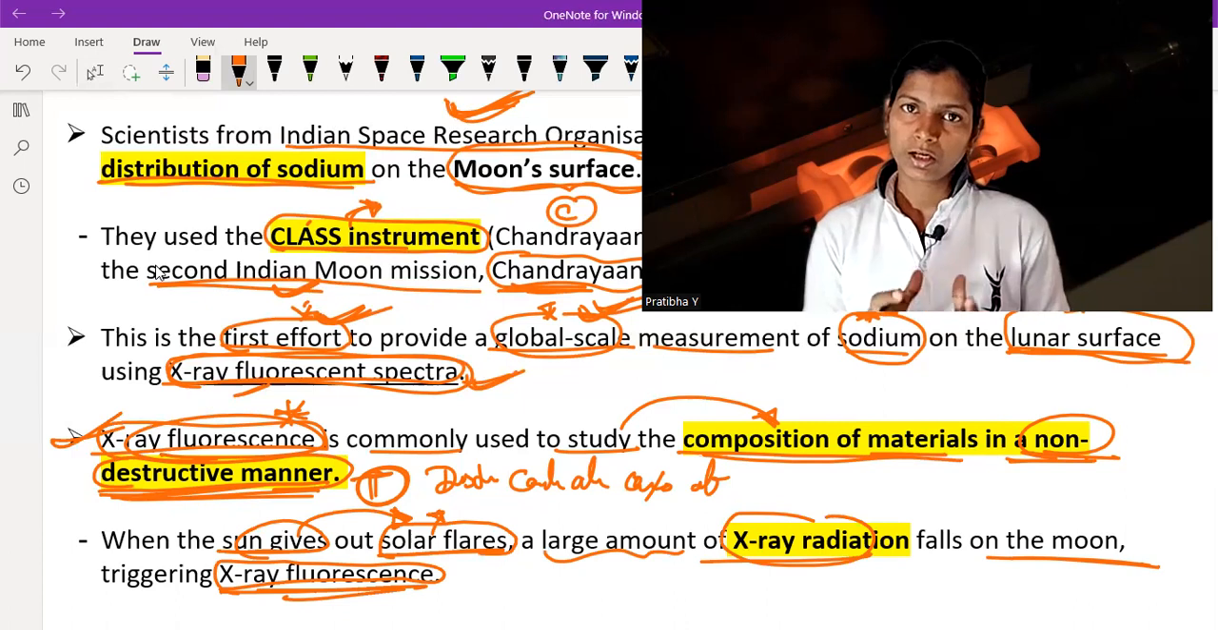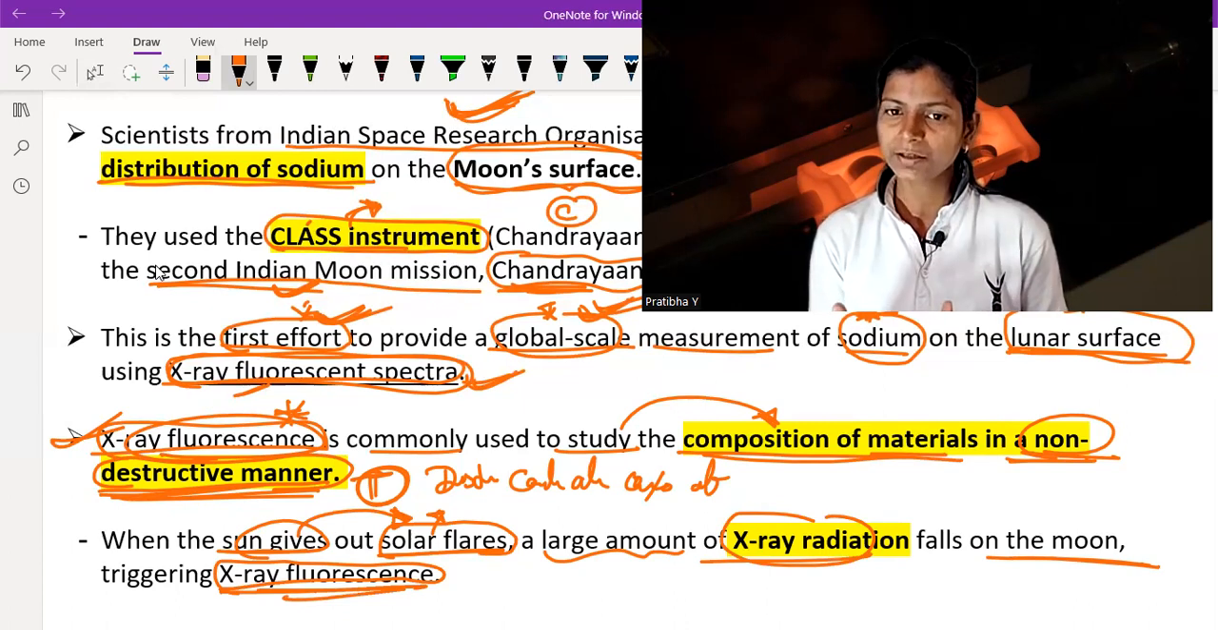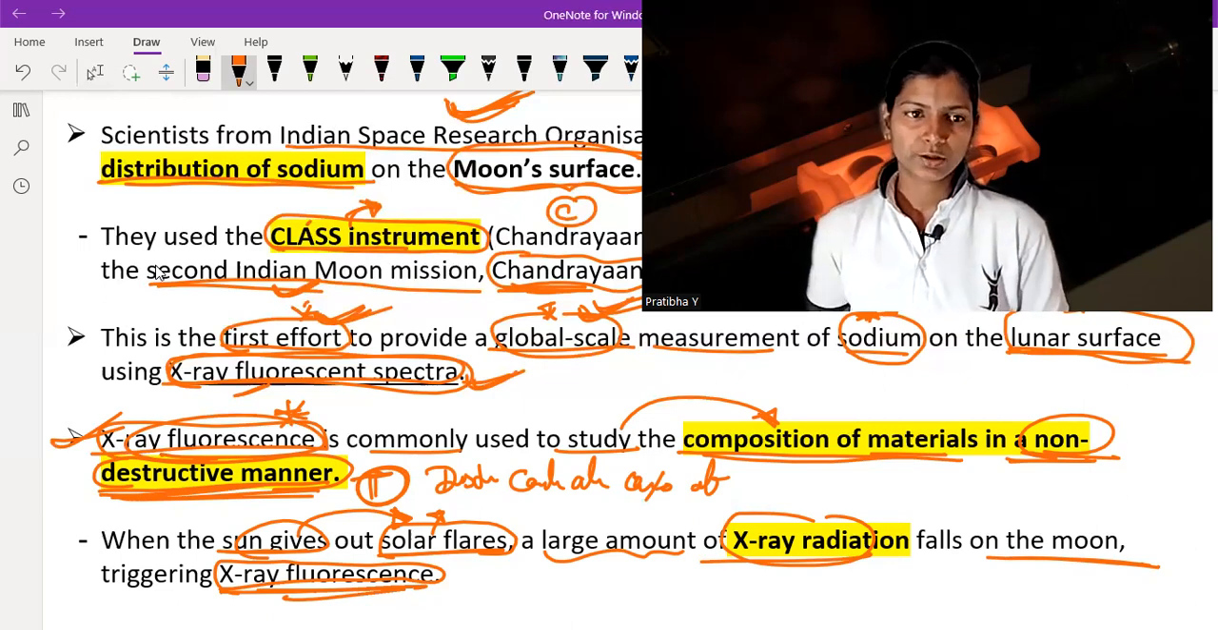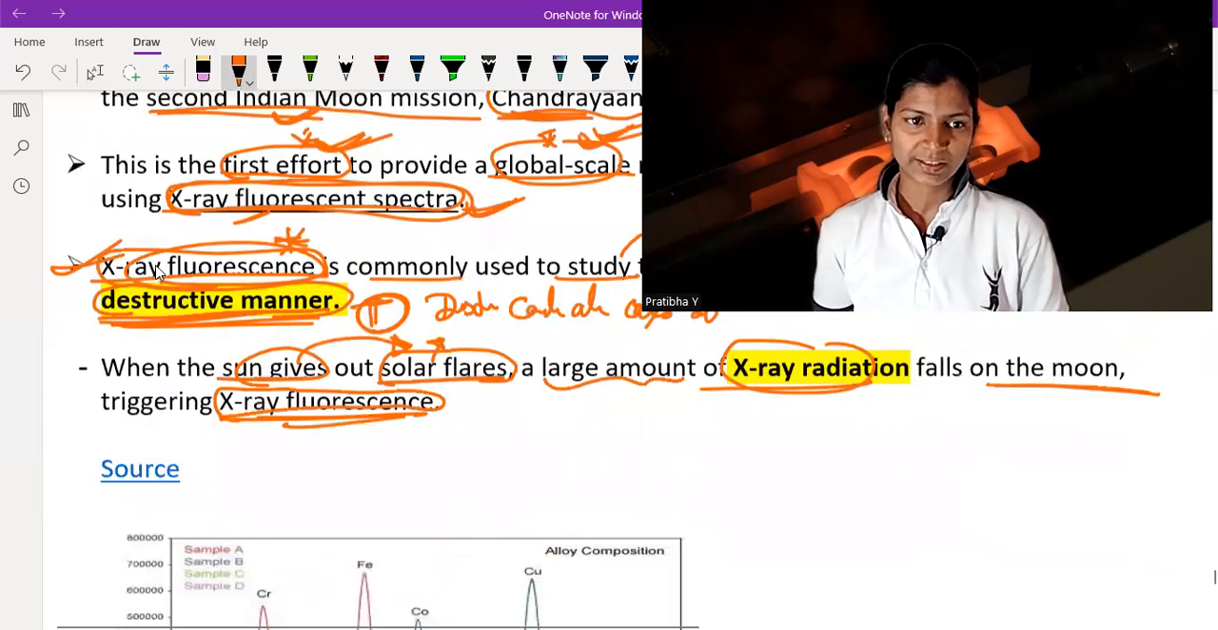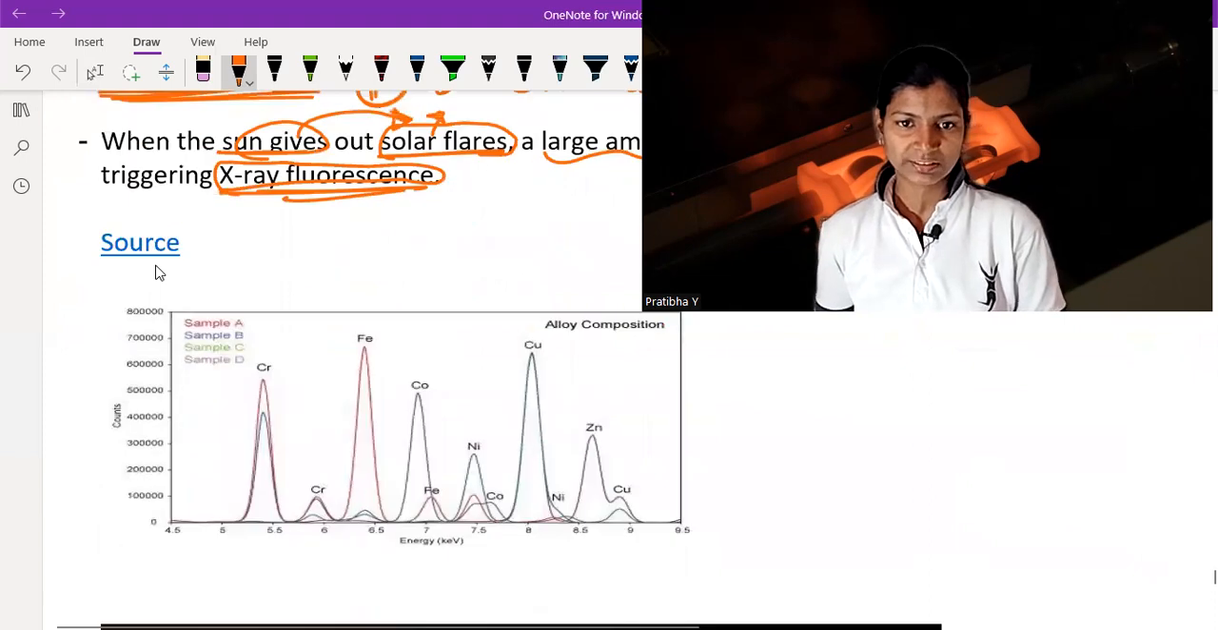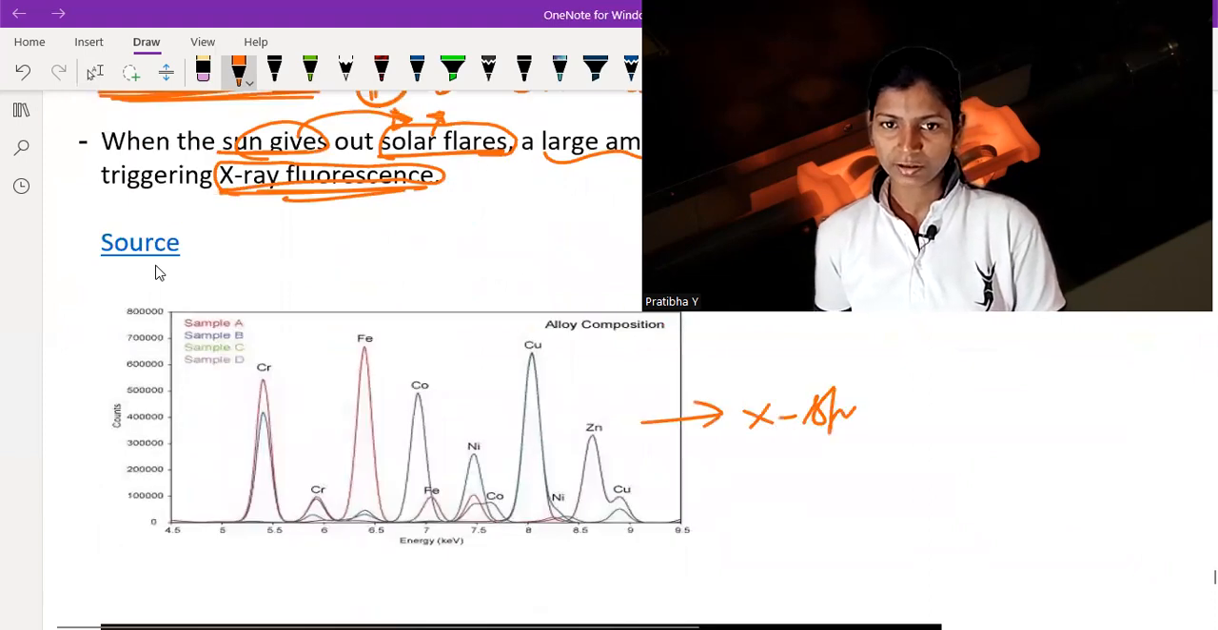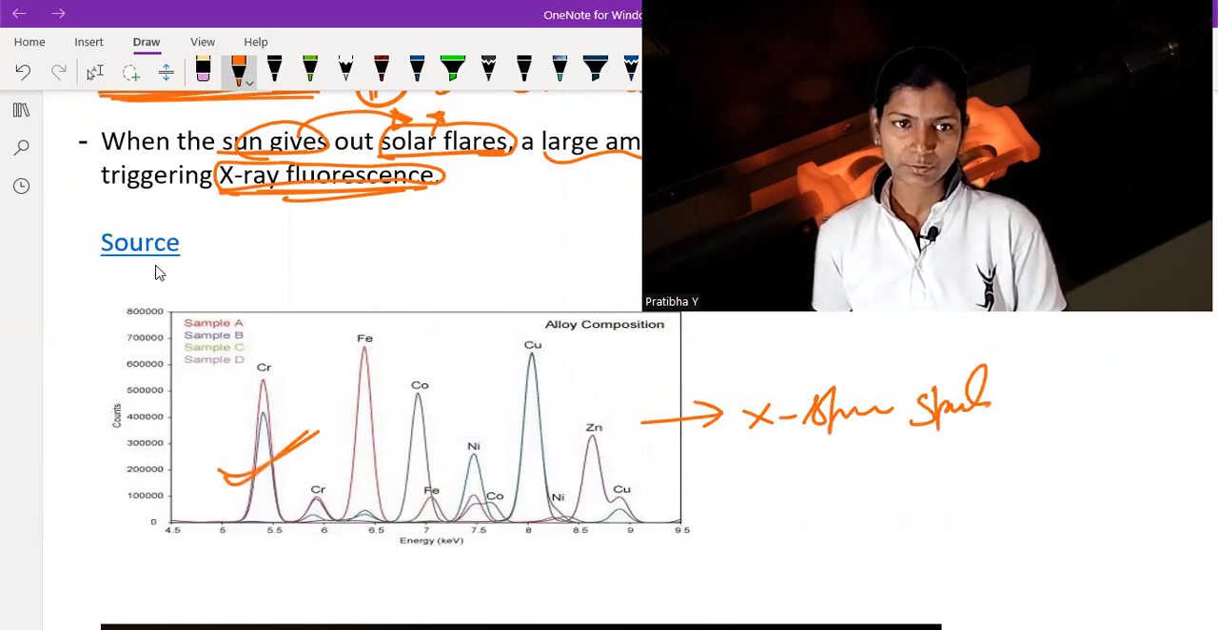We try to map out the composition of sodium and other chemicals or materials, but currently we have mapped out sodium globally. Remember a few points related to X-ray spectrography. Through this picture you can clearly see the X-ray spectra. With the help of this, they map out the composition of sodium on the moon surface, the lunar surface.